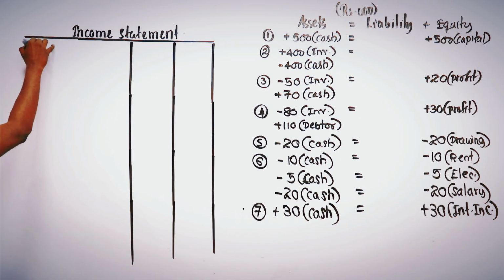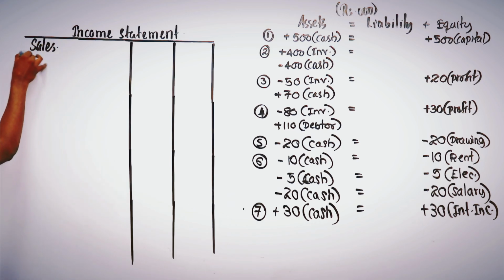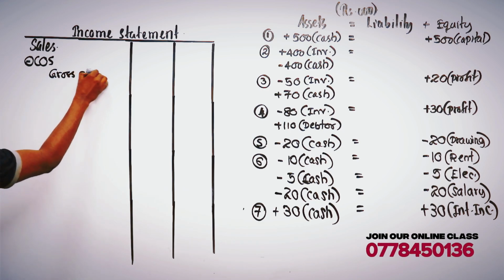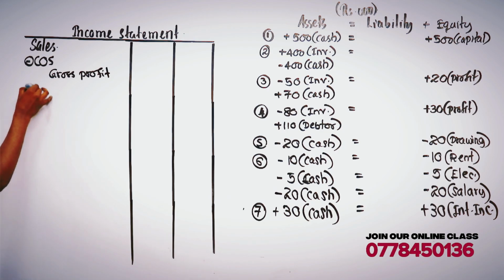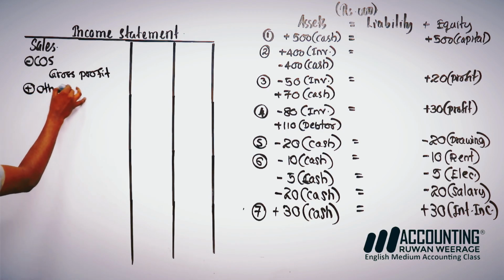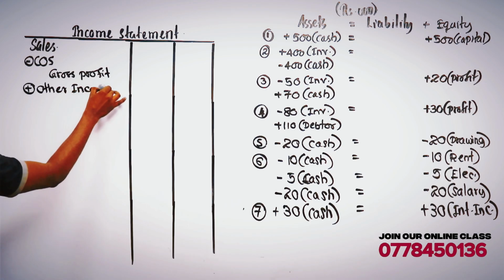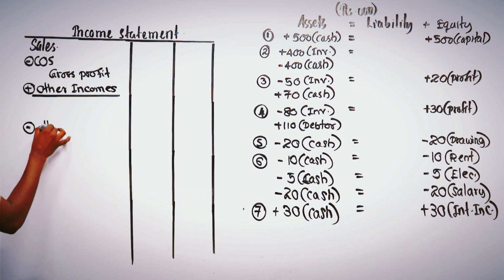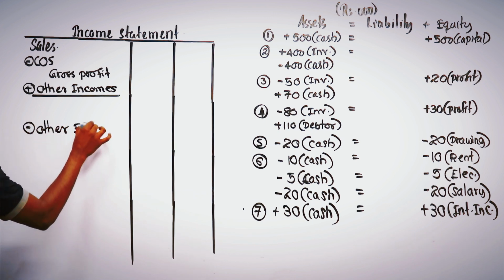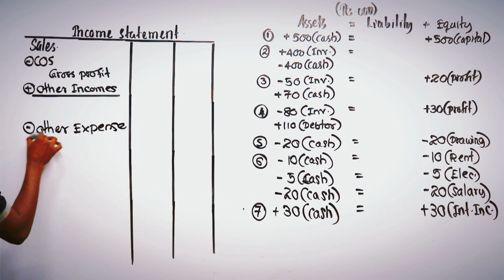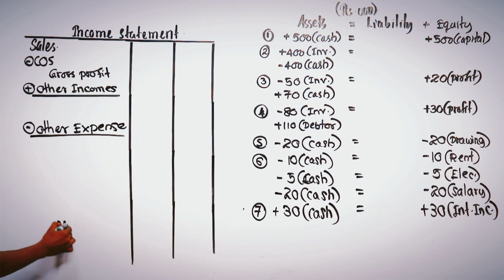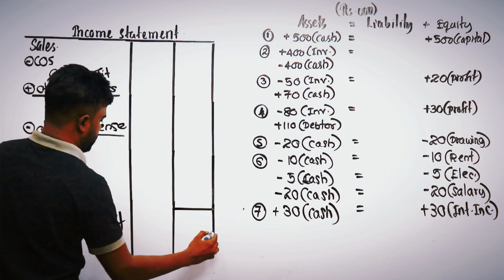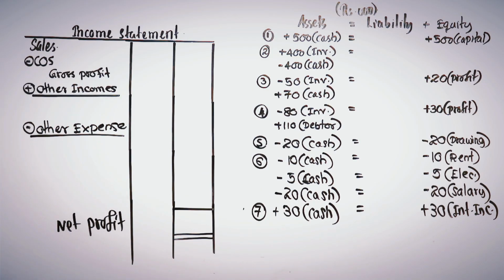Here: sales, minus cost of sales, gross profit, plus other incomes, other expenses, net profit or loss, right? Okay, then everyone finished?